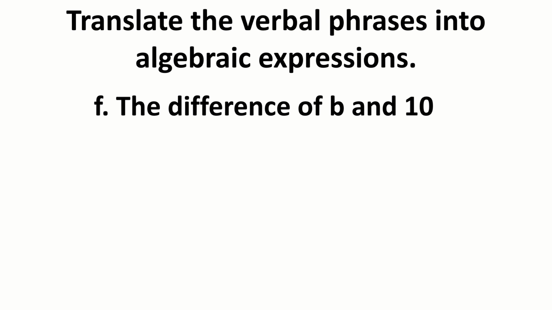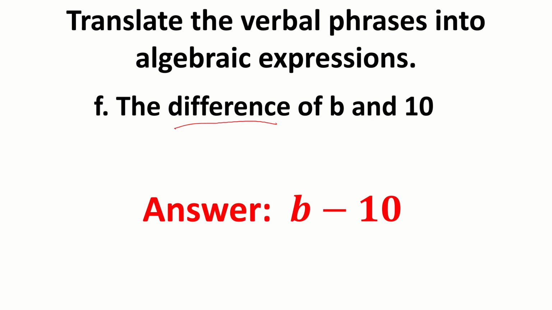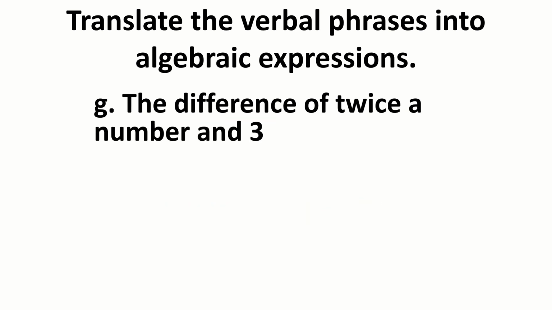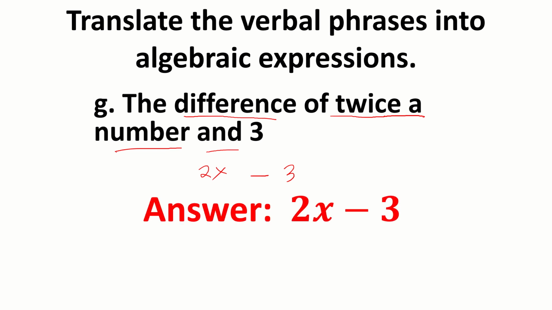The difference of B and 10. So the keyword here is difference, so minus. So B minus 10. Next, the difference of twice a number and 3. So difference, minus. Twice a number, so probably we can use an x with it. So 2x and 3. So the correct answer is 2x minus 3.